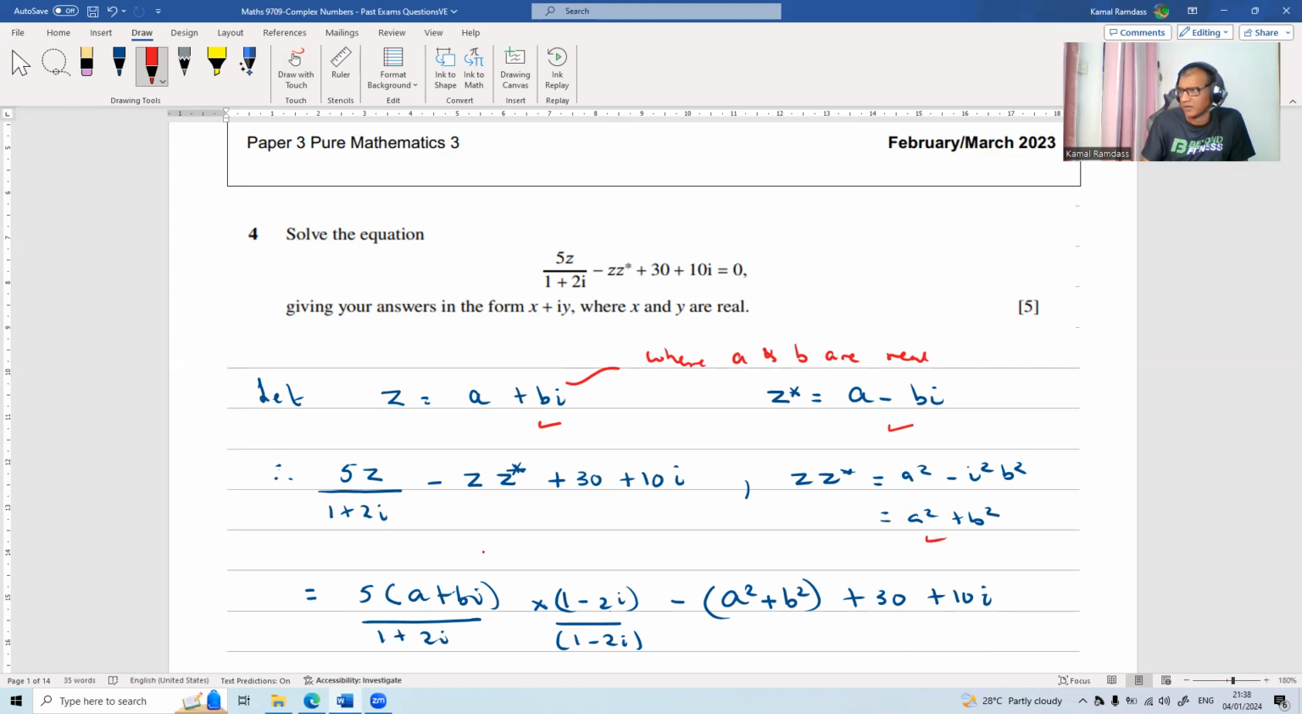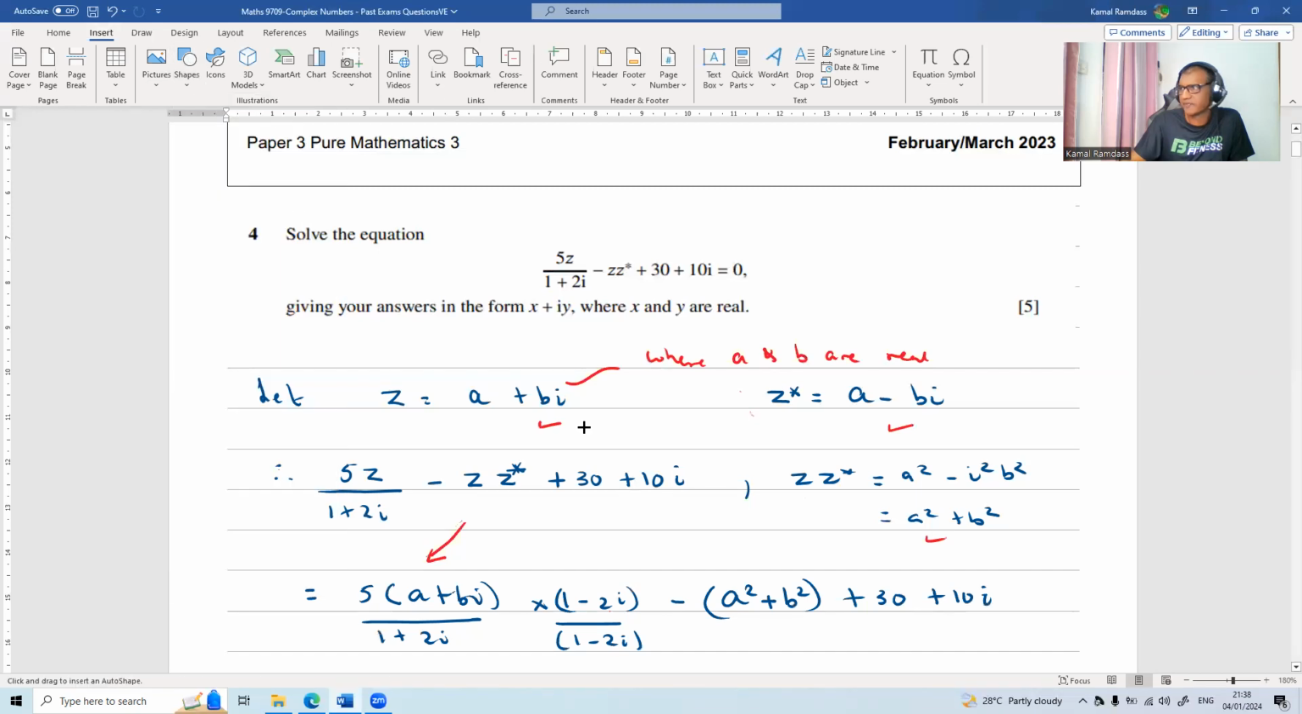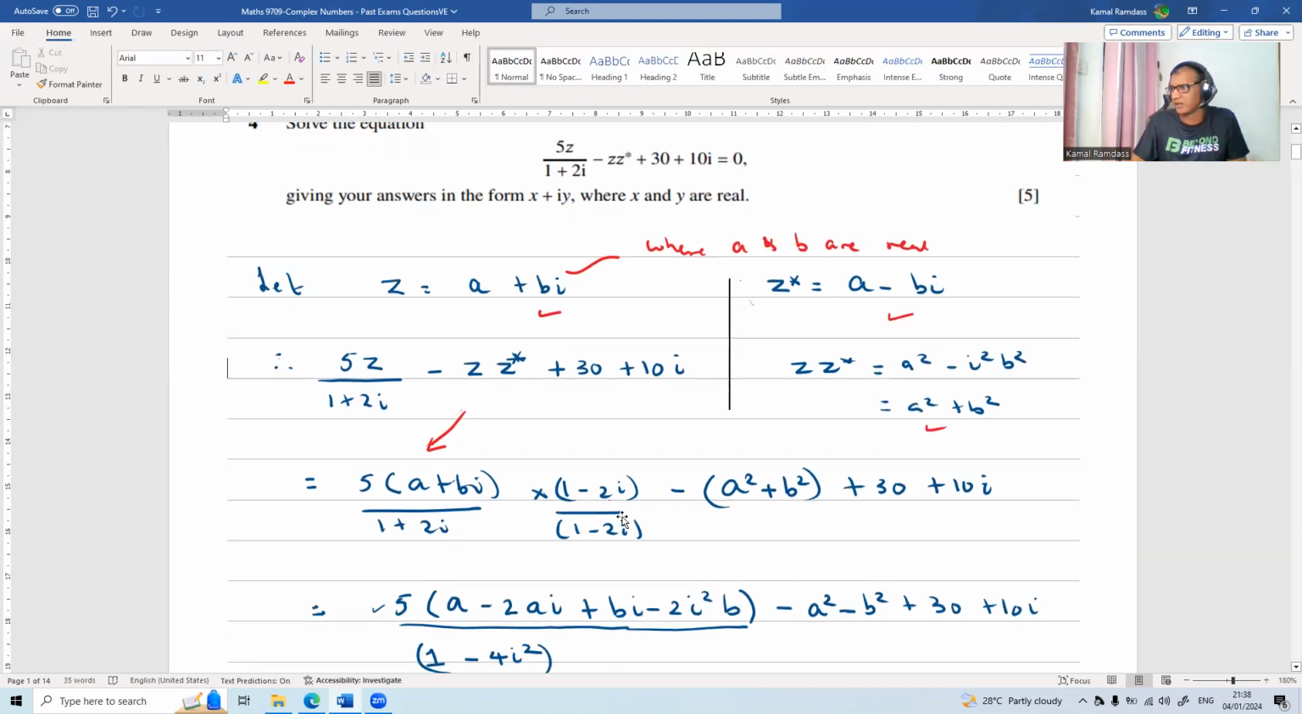Okay. Therefore, 5z divided by 1 plus 2i minus z conjugate plus 30 plus 10i devient, ici là. On peut mettre une séparation. Which is equal to 5 times, nous remplaçons z par a plus bi, nous remplaçons z conjugate par a minus bi.